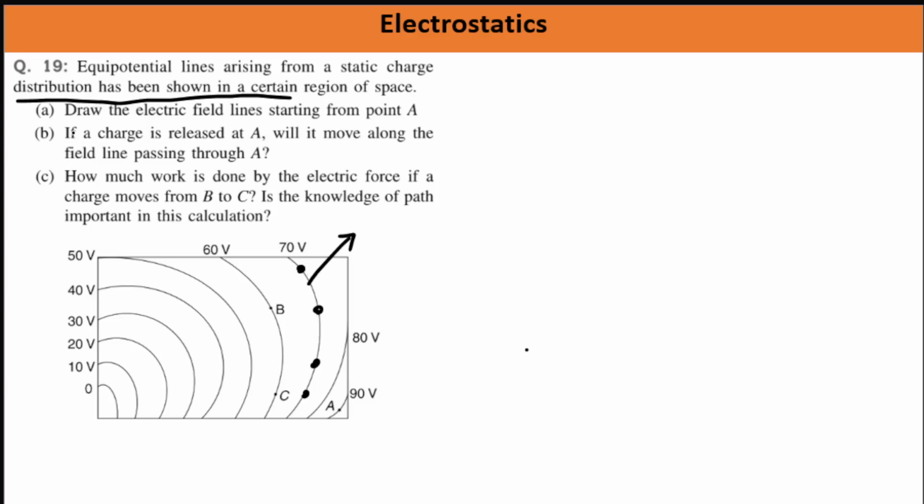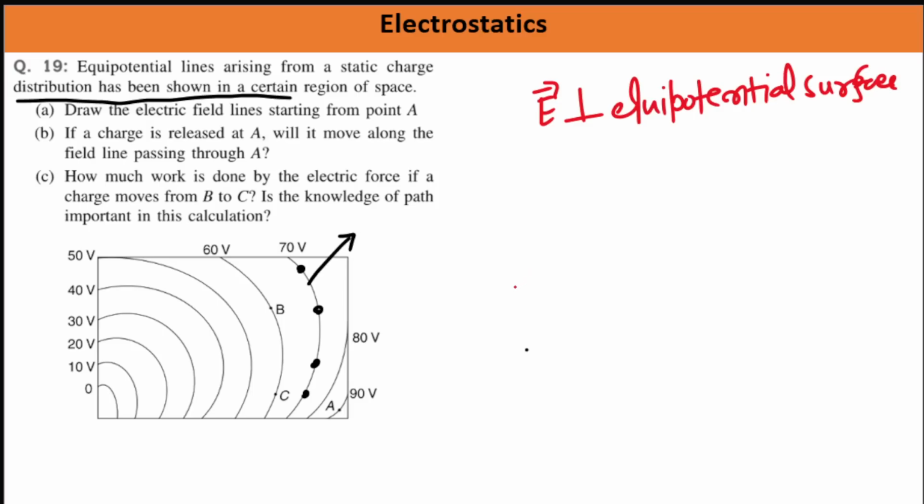Done it? Now what we are asked to do: draw the electric field lines starting from point A. So if we are given an equipotential surface, how can we draw the electric field? The first piece of information is that the electric field vector is basically perpendicular to the equipotential surface and equipotential line. Okay? So suppose you have a surface like this, and this is equipotential.